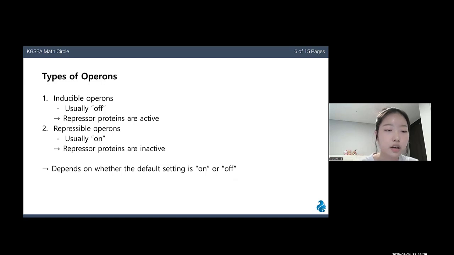There are two types of operons. First, inducible, and next, repressible. Inducible operons are usually off by default. That means the repressor protein is active and blocks transcription unless the operon turns on. Repressible operons, on the other hand, are usually on by default due to their inactive repressor protein. The difference is quite straightforward. It depends on the default setting, whether the genes are normally being expressed or not.